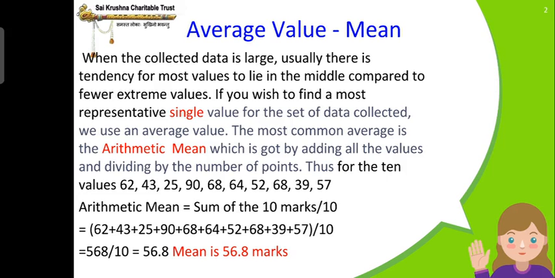We won't say that 25 is the least marks and 90 is the highest marks. We say the average marks, that is 56.8 marks, and the average value is called the mean value. Is it clear, children? And let's look at some mean examples here.